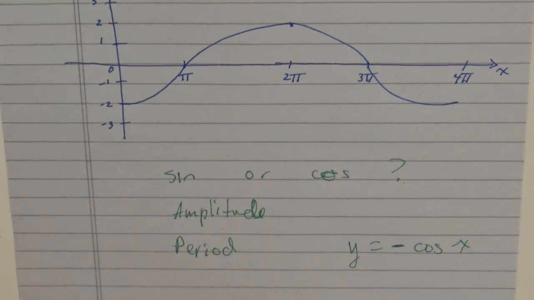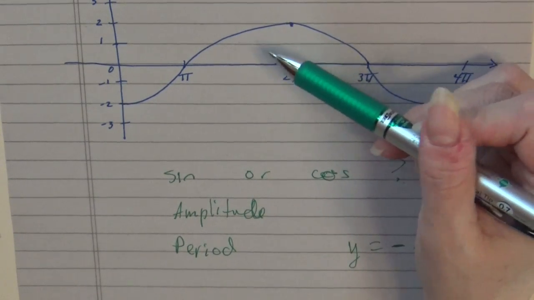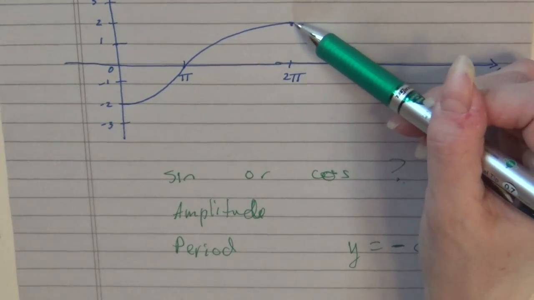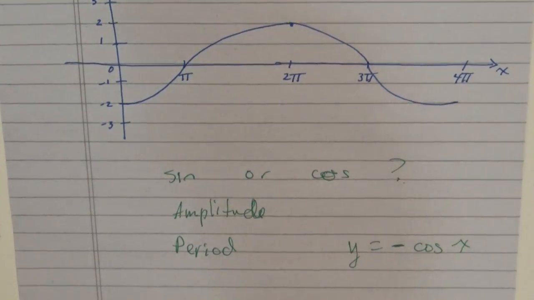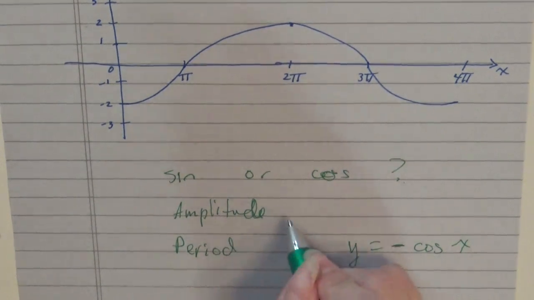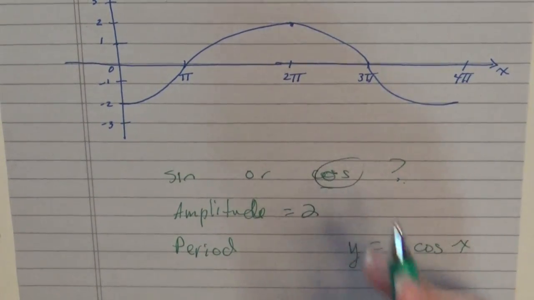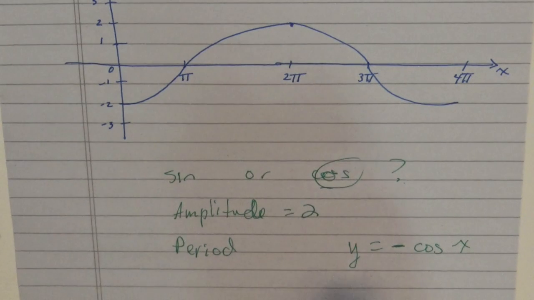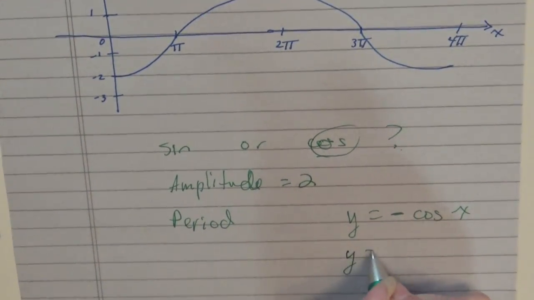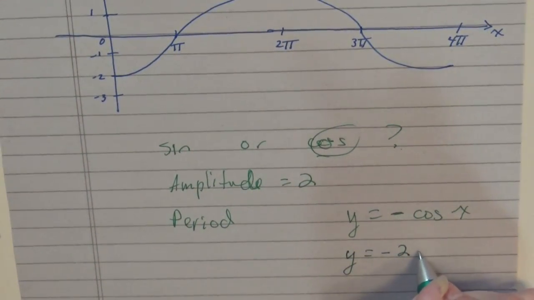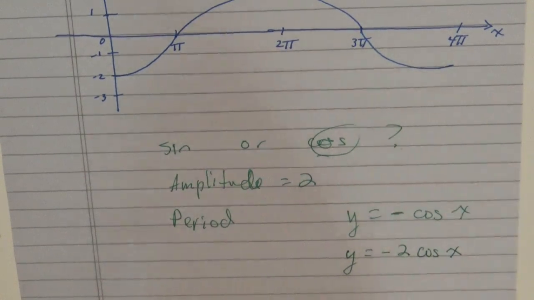Now, what is my amplitude? My amplitude is what's the maximum? The maximum is 2, minimum is negative 2. So my amplitude is 2. So that means it looks like my equation would be y equals negative 2 times cosine of x.